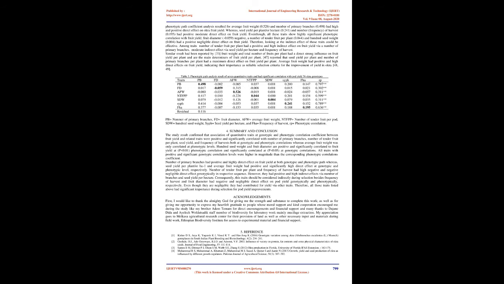FD equals fruit diameter, mm, AFW equals average fruit weight, g, NTFPP equals number of tender fruit per plant, NR equals number of fruit ridges, NSPP equals number of seeds per pod, SDW equals 100 seed weight, SYPH equals seed yield per hectare, kg, FHA equals frequency of harvest, DMC equals dry matter content, percent, PMC equals mucilage content, percent, YHAton equals pod yield per hectare, tons.